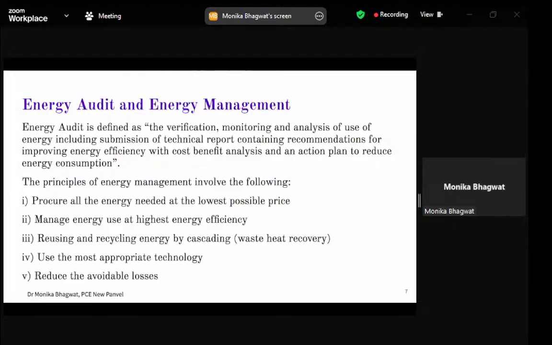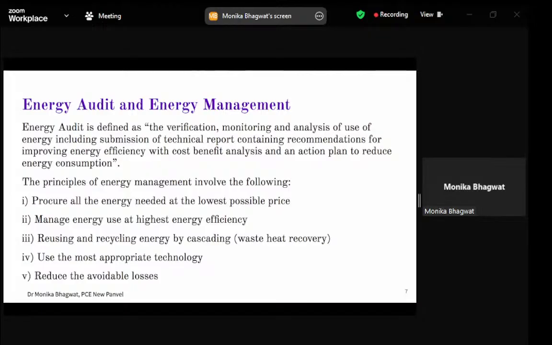Then coming to energy audit and energy management. Energy audit is defined as the verification, monitoring, and analysis of use of energy, including submission of a technical report, which contains recommendations for improving energy efficiency along with the cost benefit analysis, right? And basically, it also gives a plan to reduce the energy consumption. So that is what is meant by energy audit: how much energy is consumed, how to reduce the energy consumption, and how to improve the energy efficiency.